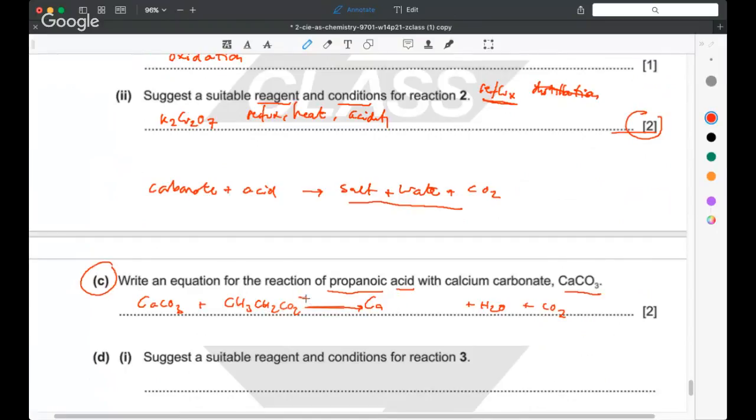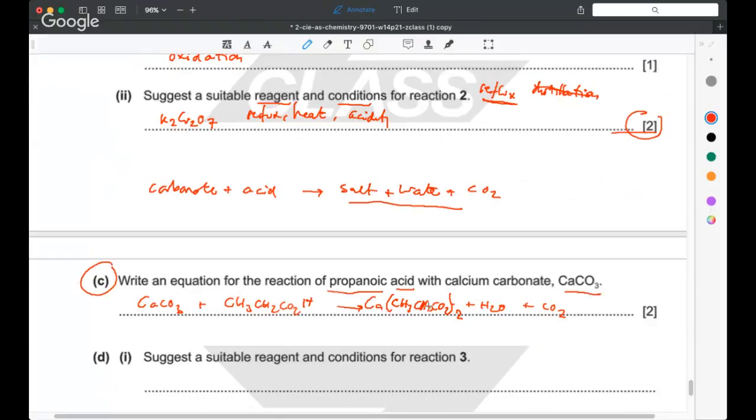So because that's got a negative charge, and the calcium in the salt has a 2 positive charge, you're going to need 2 of these anions for each of the calcium cations. So let me just take that back to where it was. That's the propanoic acid, and you're going to have 2 of these propanoate anions to balance the 2 positive charge on the calcium cation.